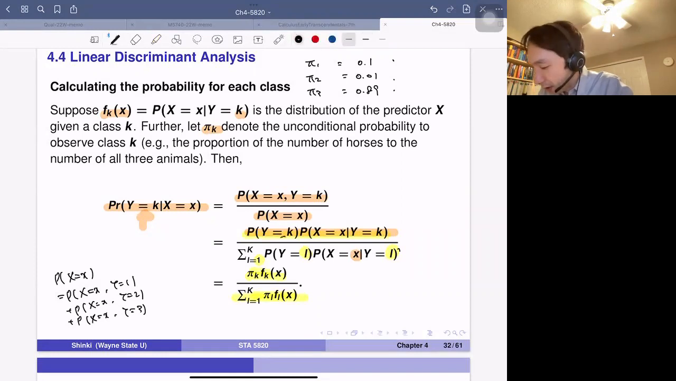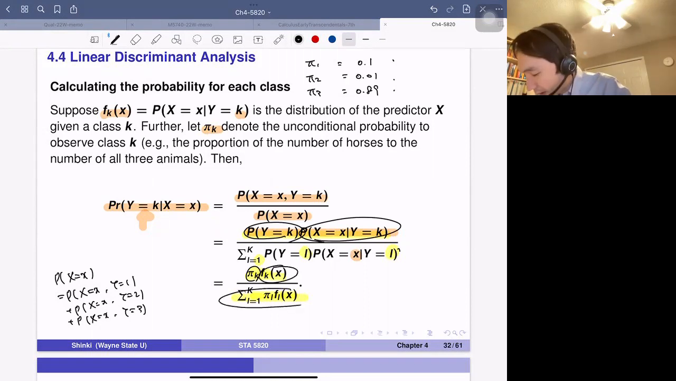We have the probability. So this is the prior probability, the probability of horse, deer, giraffe unconditionally, and that is pi k. And also, given the species, we have the weight distribution, so we have the f k of x. And the denominator is just the summation of this over k. So we can calculate the probability of the deer, horse, and giraffe. And one quiz is similar to this.